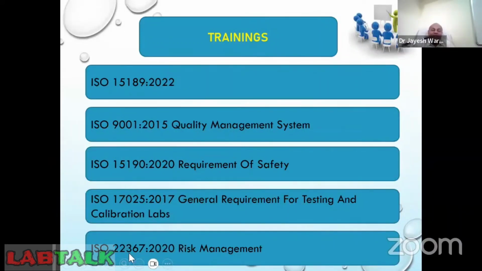Then there is a specific standard for risk management in medical laboratories, that is ISO 22367:2020. Now, as we have mentioned, this standard is completely based on risk-based thinking. So it is very important that you are aware of risk management in medical laboratories, and that you have appropriate orientation and knowledge with respect to the application of risk management in your laboratory.